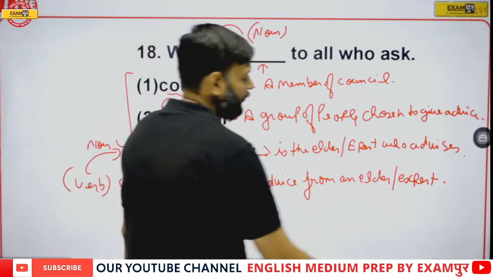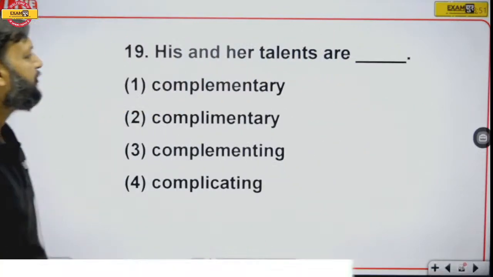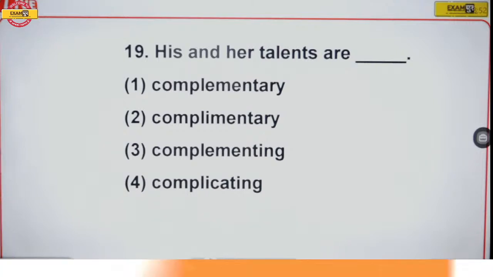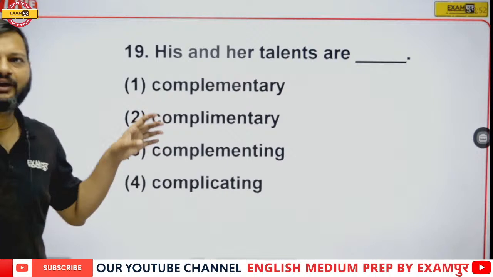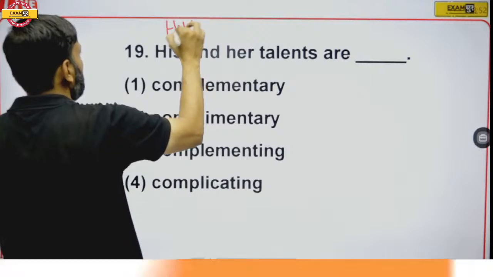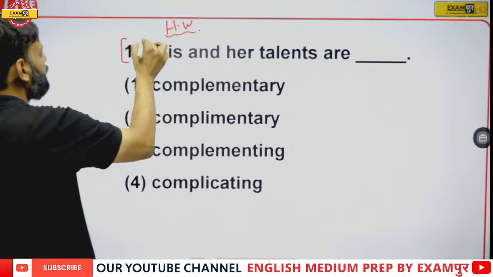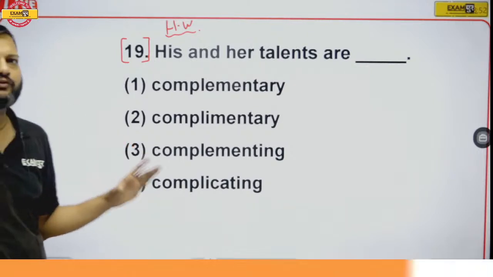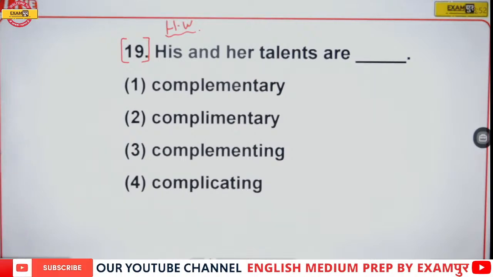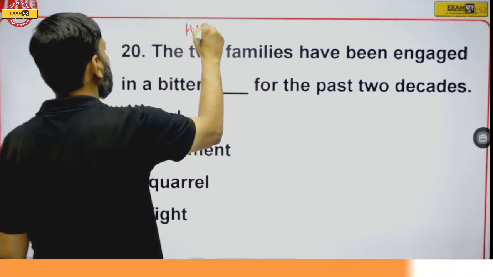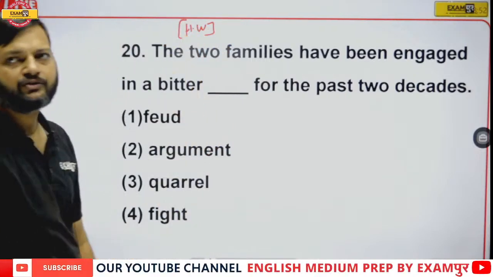Okay, now question number 19. His and her talents are complementary. Okay, this sentence again has confusing word usage. So this is your homework. We'll solve this question tomorrow. So question number 19 and question number 20, these 2 questions are your homework. We'll solve these questions tomorrow.